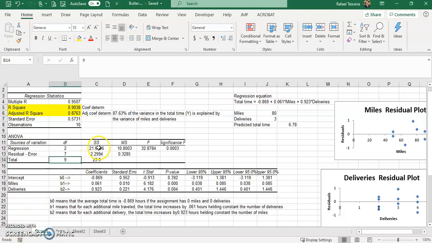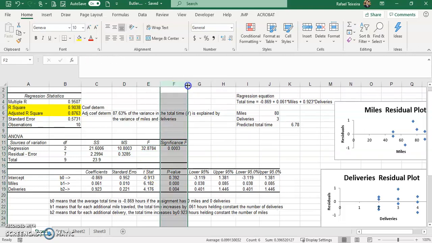Then if we divide the sum of squares by the degrees of freedom, we get the mean square. If we divide the sum of squares 2.2994 by 7, which is the degrees of freedom, we get the mean square error. This is the mean square regression. If we divide this number by this number, we get the F statistic, which is 32. And then we have to figure out what is the p-value.